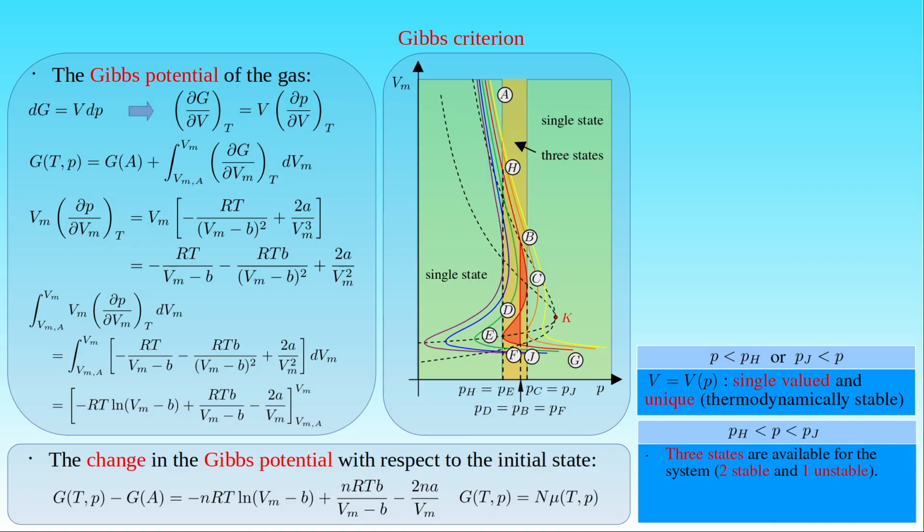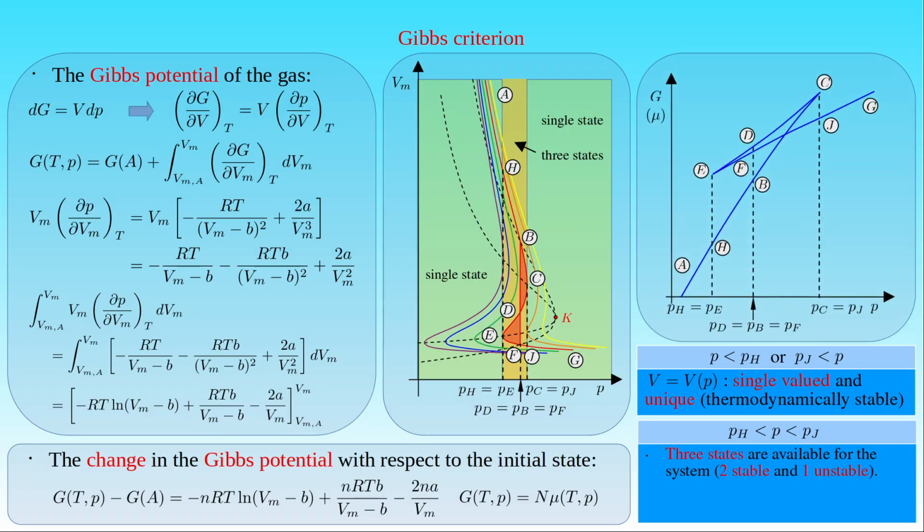For example, the states B, D, and F are such available states at the pressure Pb, where two of these states, namely the states B and F, are stable, and the state D is unstable. This situation can be studied in more detail if we substitute the molar volume for a given pressure and temperature into the formula obtained for the Gibbs potential, or equivalently the chemical potential, and plot the result against the pressure as the medium evolves along the isotherm from the state A to the state G.